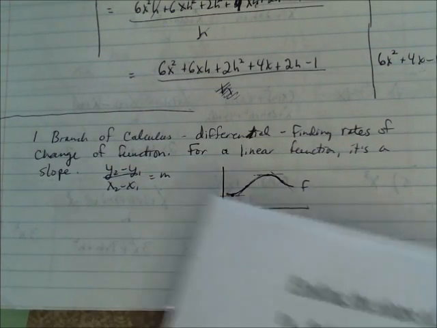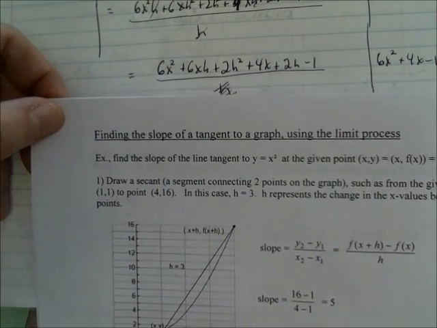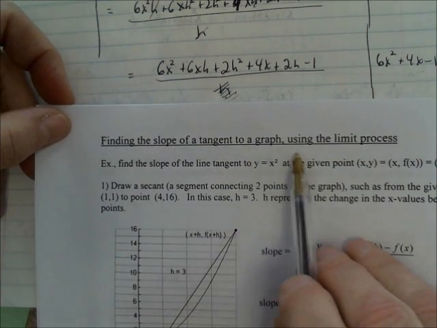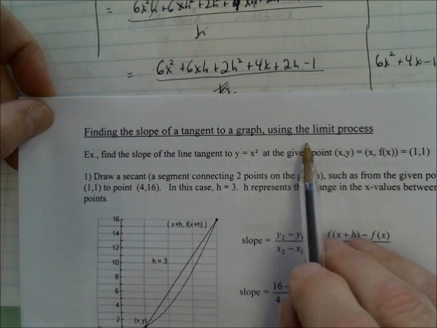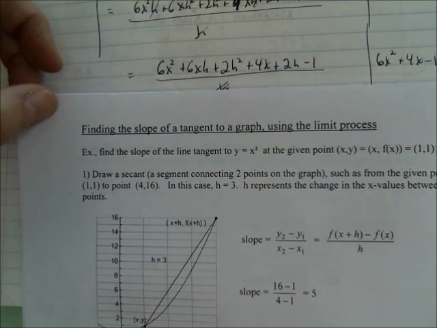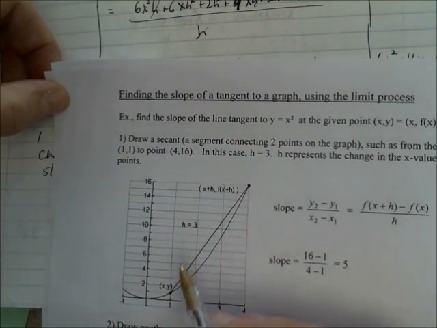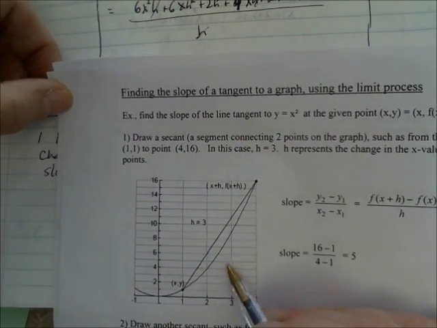So now what I'm going to do is show you this worksheet that I handed you, which says finding the slope of a tangent to a graph using the limit process. Limit processes are used all the time in calculus, and this is one of the most fundamental ways it's used. What we have here is just a plain old parabola. This is y equals x squared.